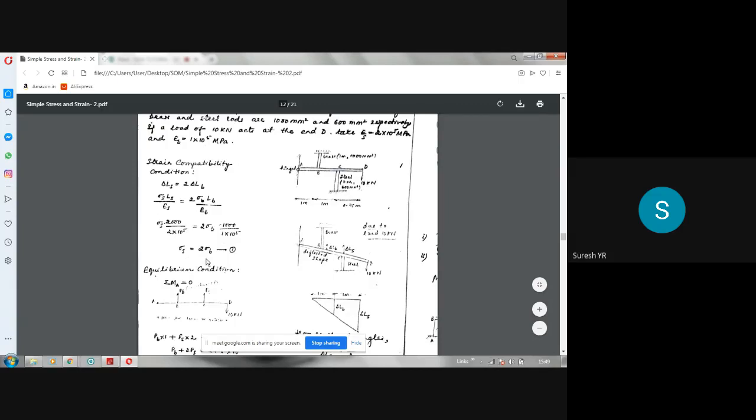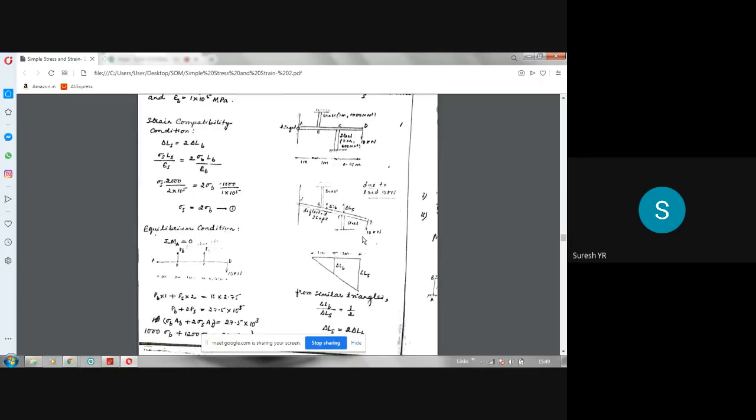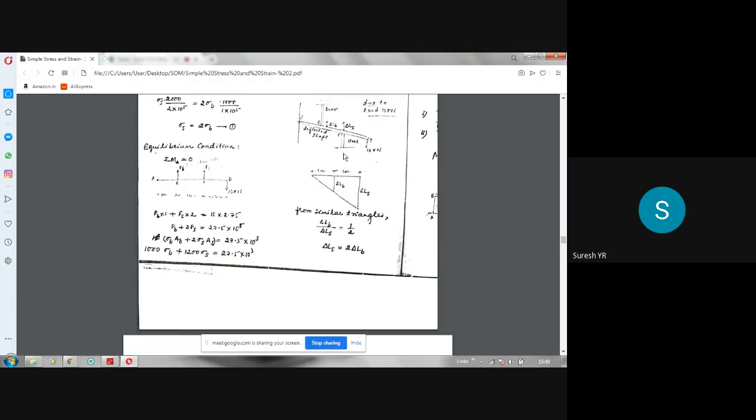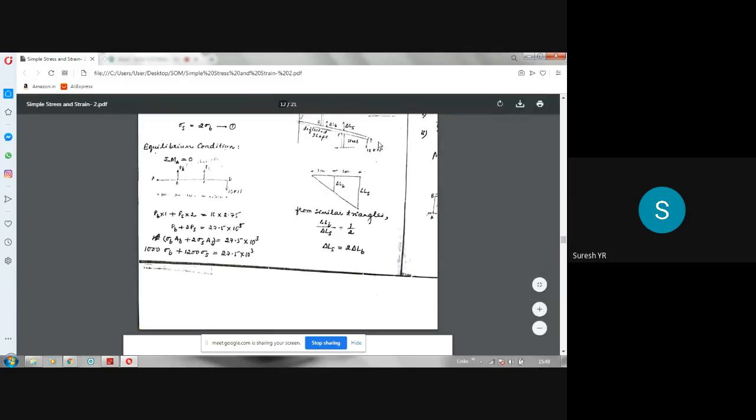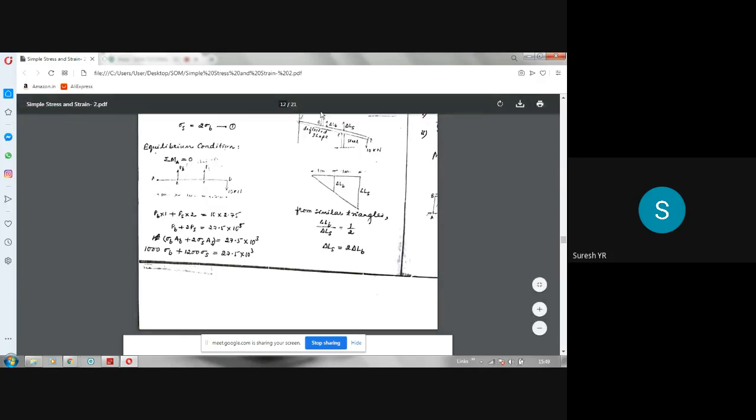If you simplify that, you will get sigma S is equal to 2 times sigma B. This is one important relation between the stress values in steel and brass. Now apply the equilibrium condition. Since the load is not acting on the bar, it is acting somewhere else, we have to take the moments. In the last problem also we did like that. The load is acting somewhere else with some distance, then moment will come into picture.